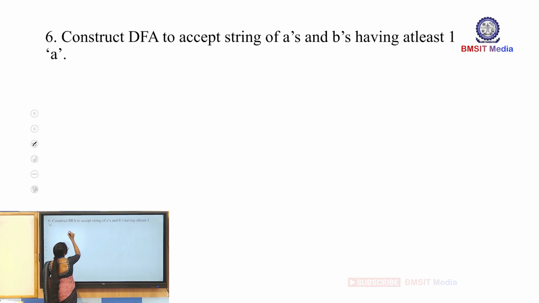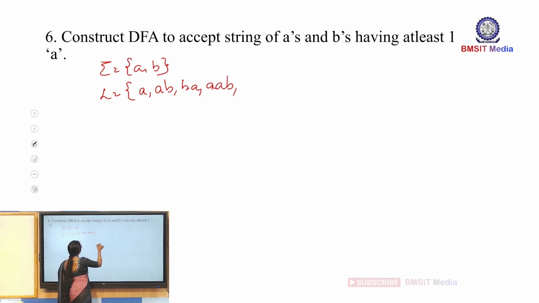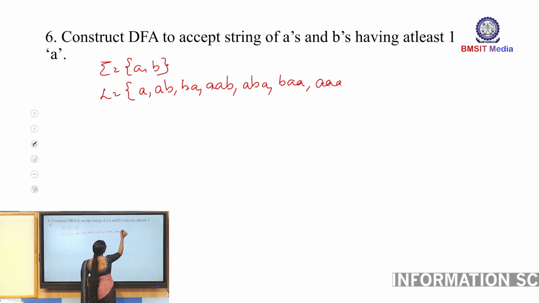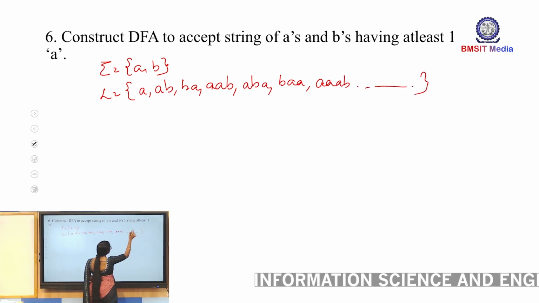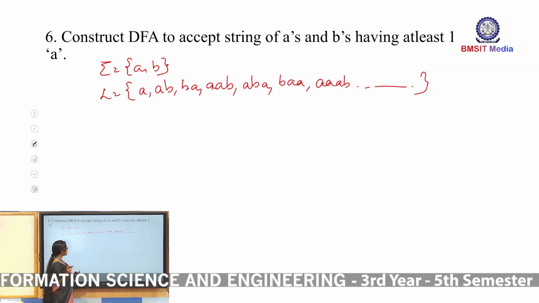So what would be the language? Before writing the language, first write down the alphabets. So the alphabets that I'll be using is A and B. And what would be the language that it should accept? Since it is at least one A, a single A is accepted, AB is accepted, BA is accepted. And then I can have two A's followed by B should be accepted. ABA should be accepted, BAA should be accepted. Then again, I can have 3 A's followed by B and so on. But the condition is that every string should have at least one A and there is no constraint on B, so we are not bothered about it.